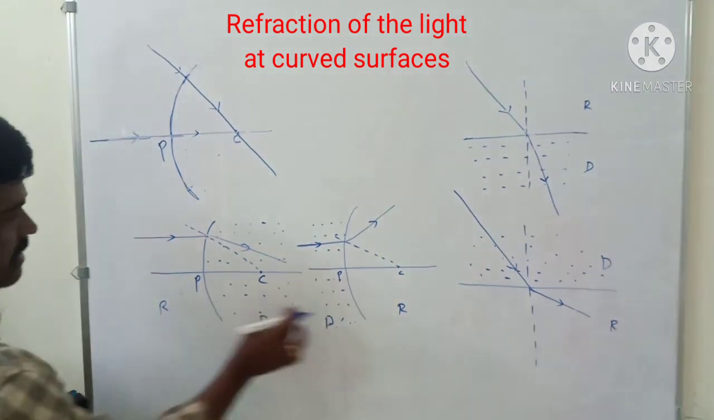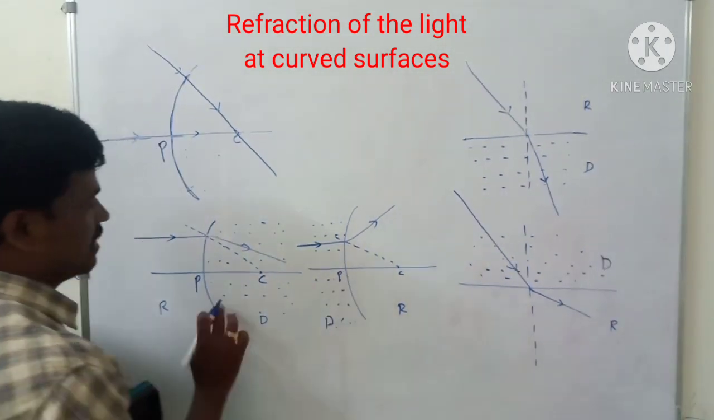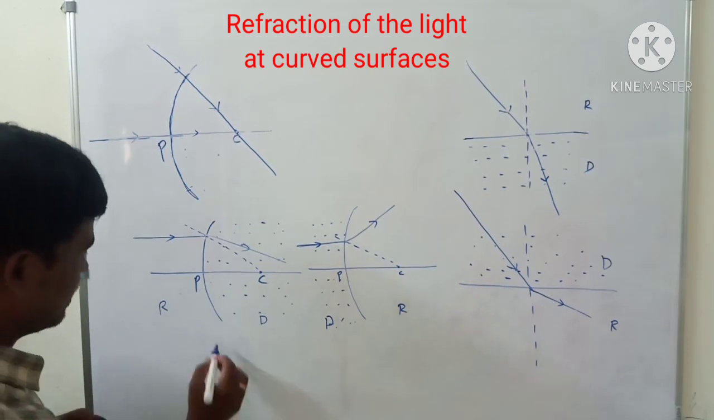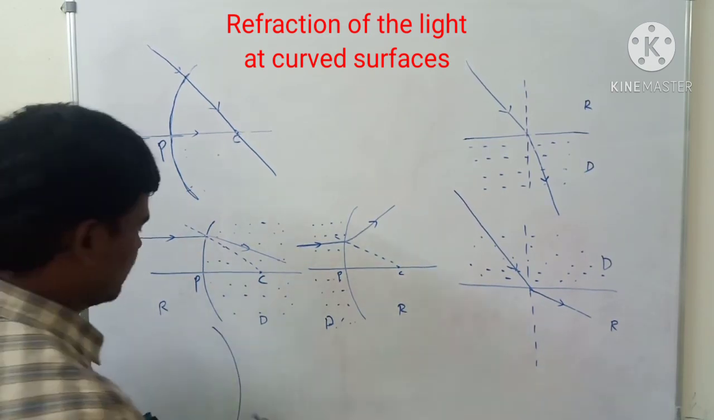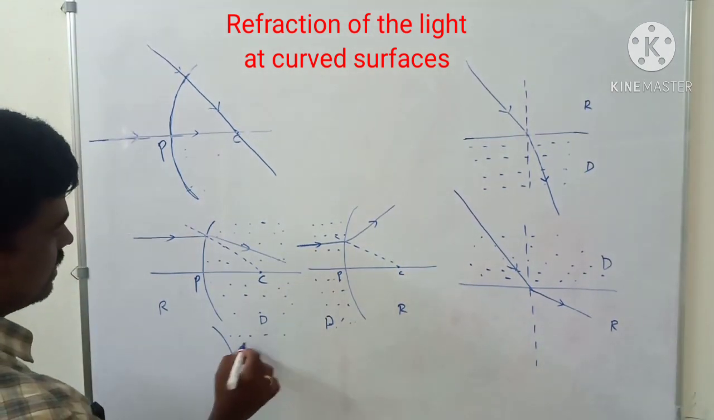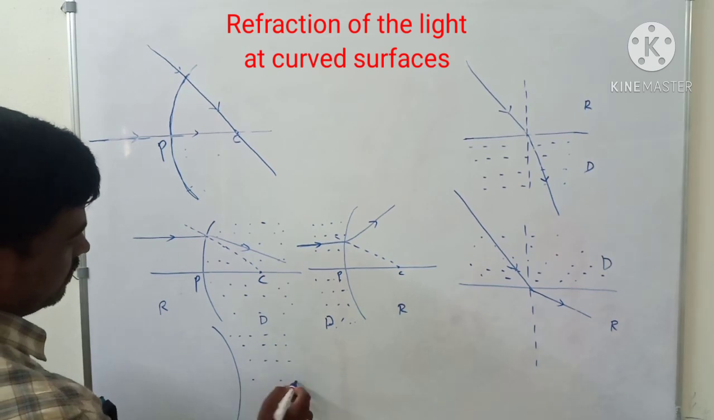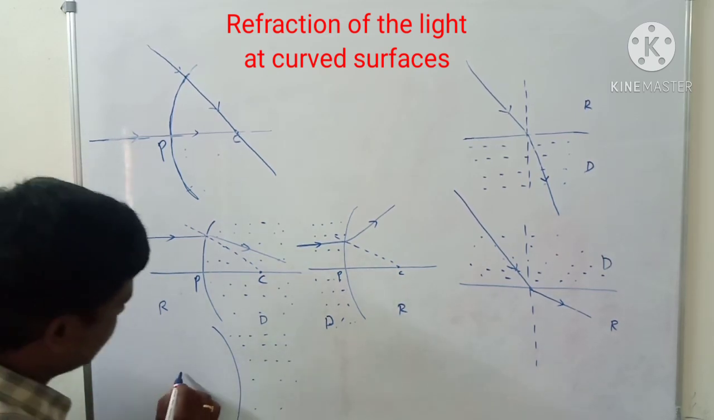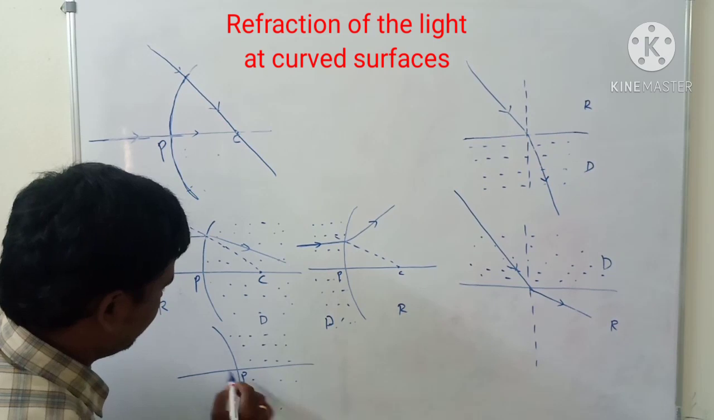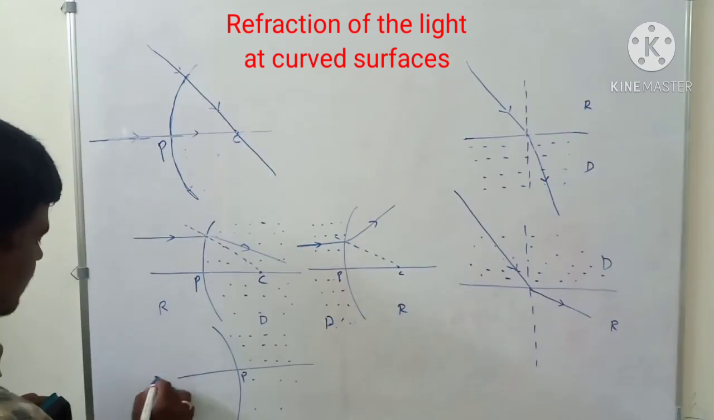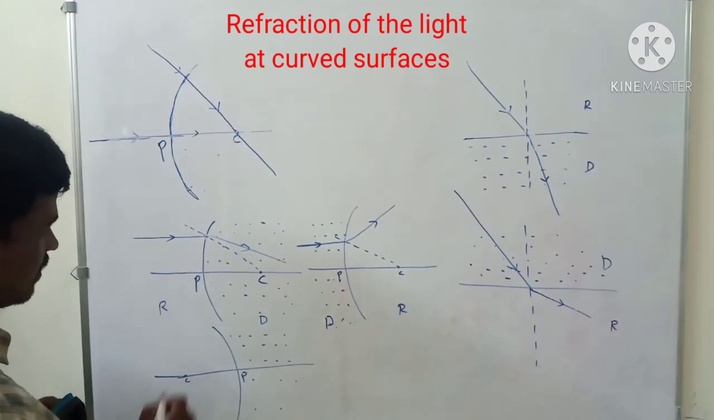Let us take this. What are these surfaces? These are convex surfaces. Let us assume a concave surface. Let me take this side as a denser medium and this side as a rarer medium. This is the principal axis, it is P, and somewhere it has a C, the center of curvature.